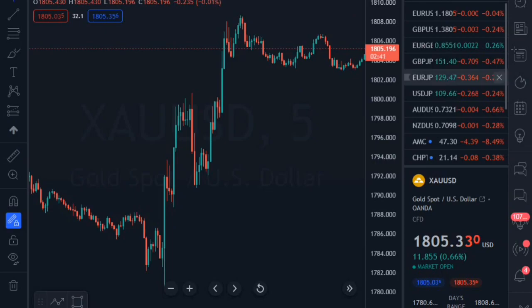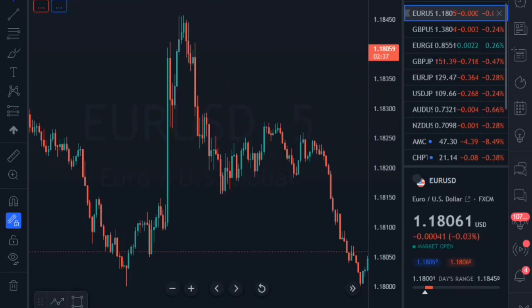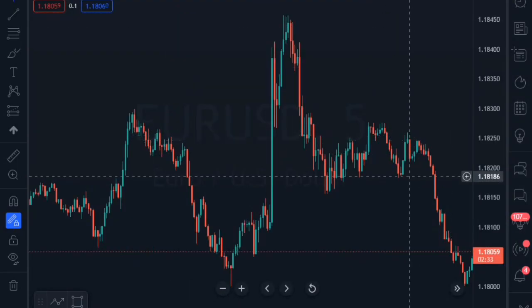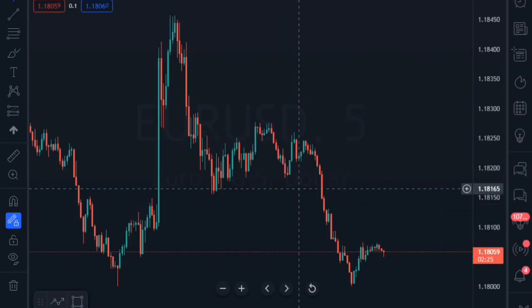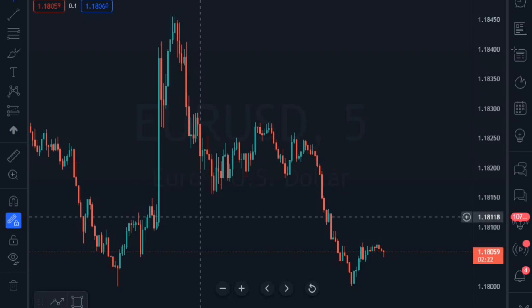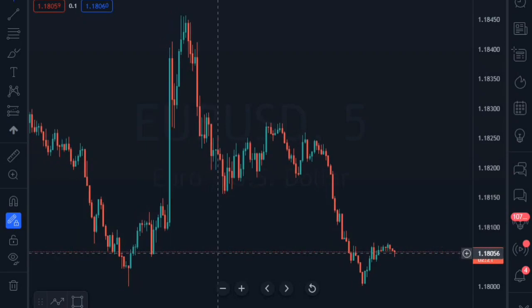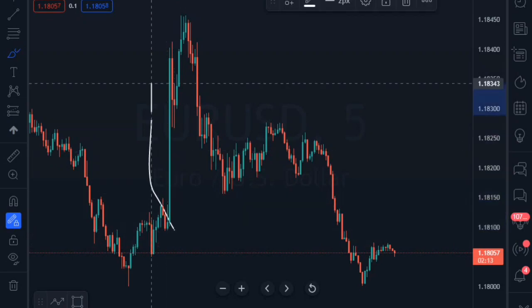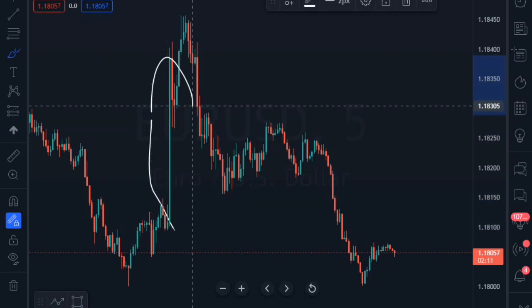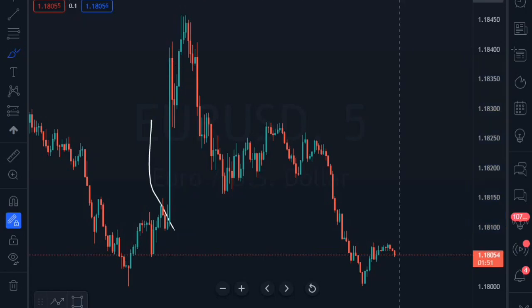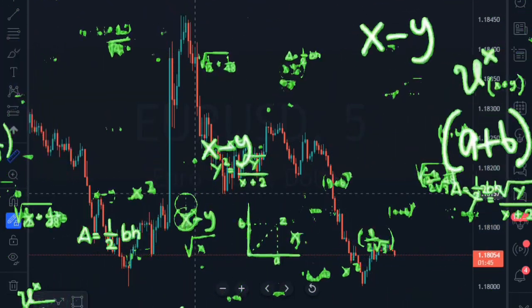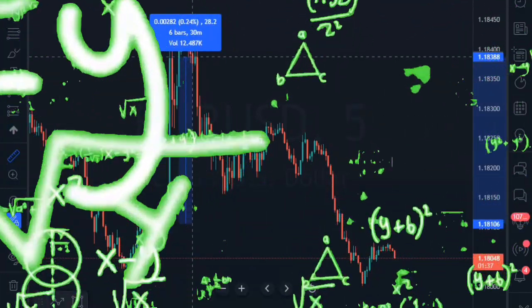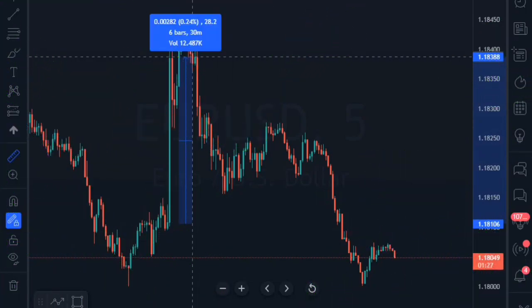So let's go in comparison with a Forex pair. Let's go to EURUSD, for example. And yes, this is 5 minutes on EURUSD. What we're going to do is measure the same big candlestick, this big candlestick you're seeing right here. Let's do a quick measurement. Just this candlestick on EURUSD is 28 pips.